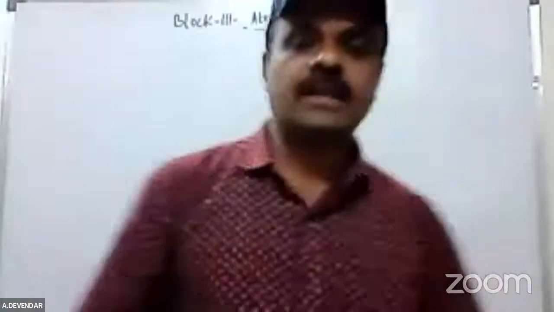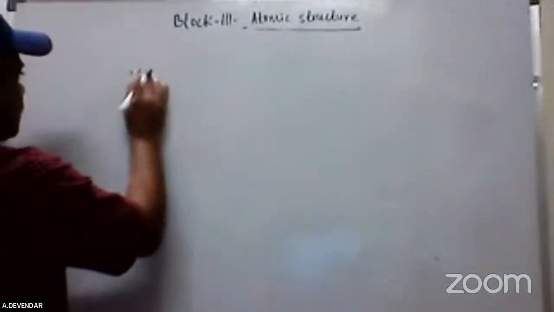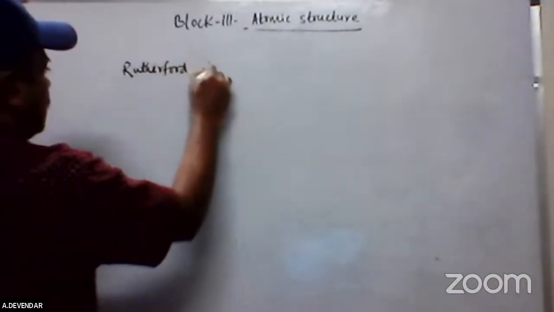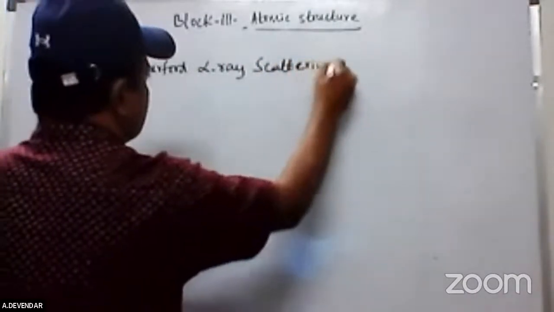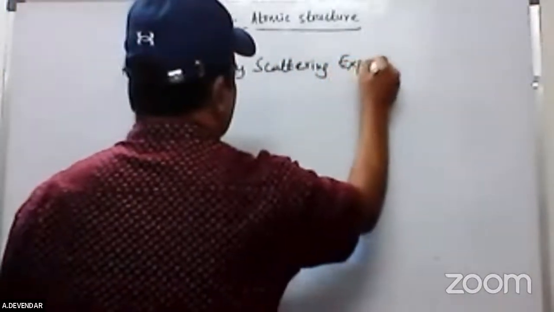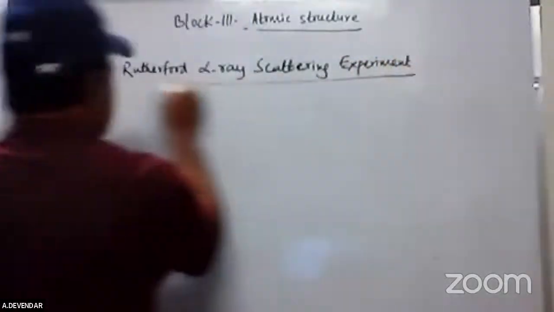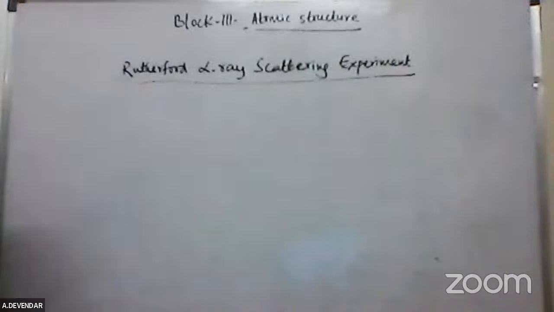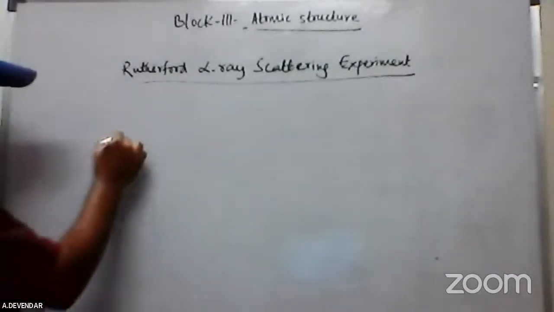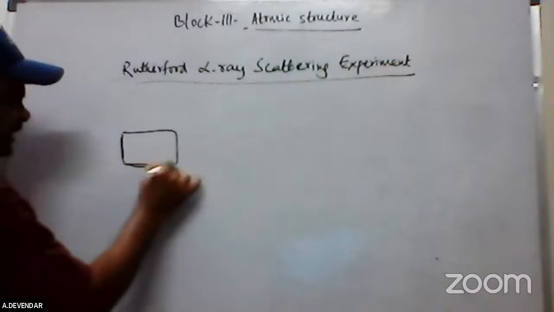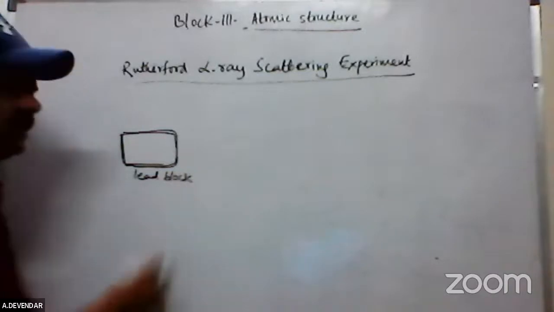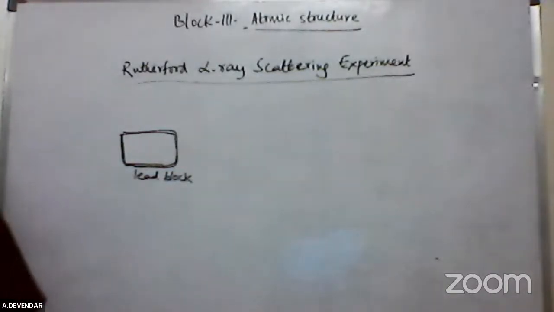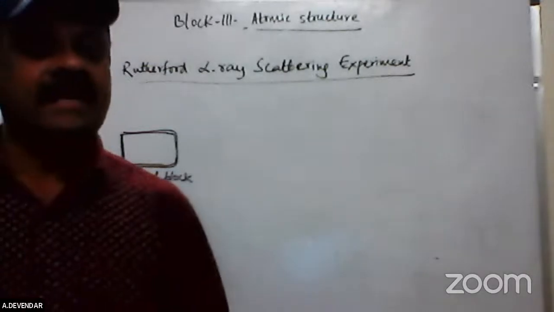Before we start the Rutherford alpha ray scattering experiment, friends, here I'm using the experiment setup. Just roughly, this is a lead block. It is called a lead block, that means the block is made up of lead. Why? Because lead is a non-radioactive element. It does not emit any radiation.